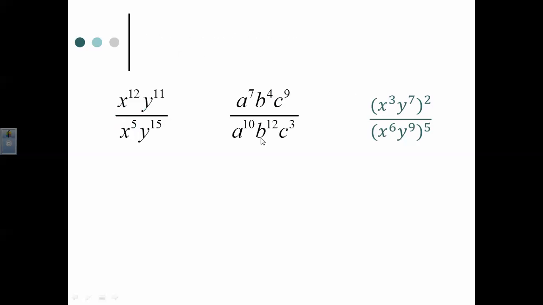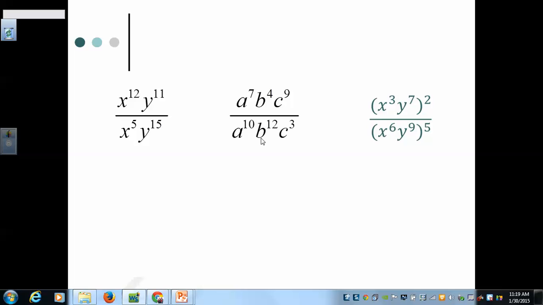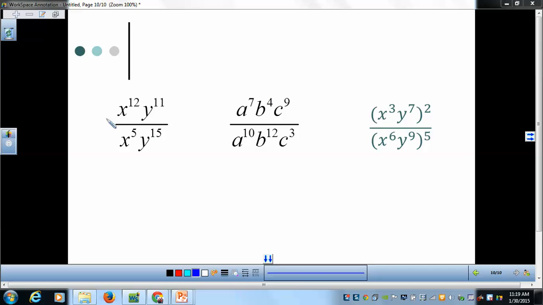Okay, now I'm going to do one more just to show you that you really just proceed the same way if you have multiple bases, just like we discussed before. And then I'll let you do the last 2 on your own. So if I go to this problem, once again, I take care of all of the same bases first.